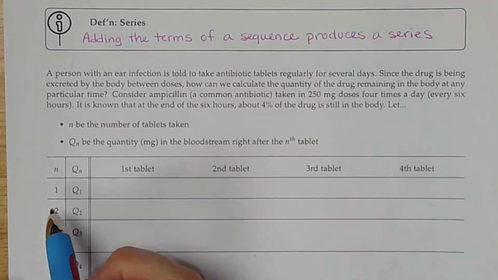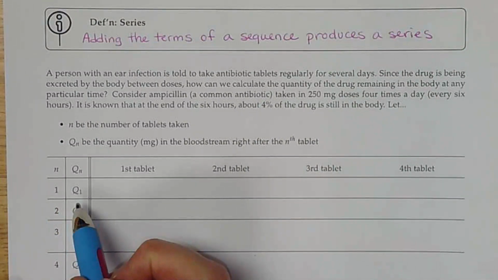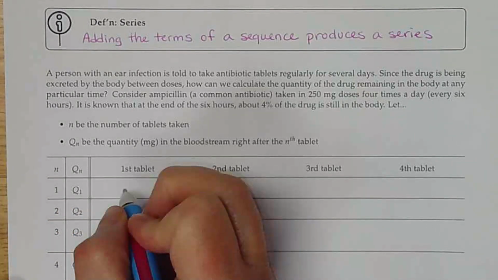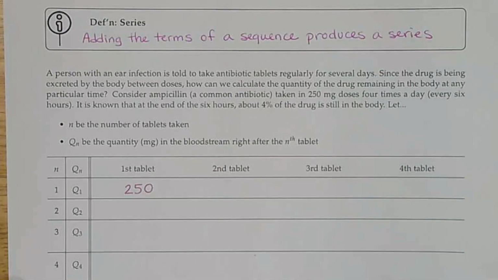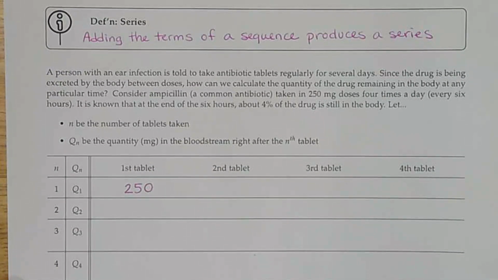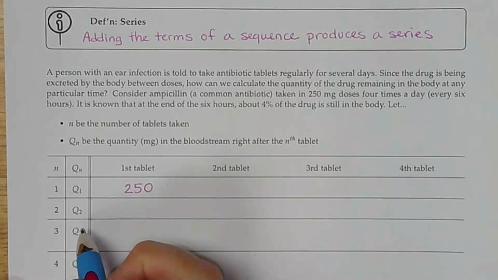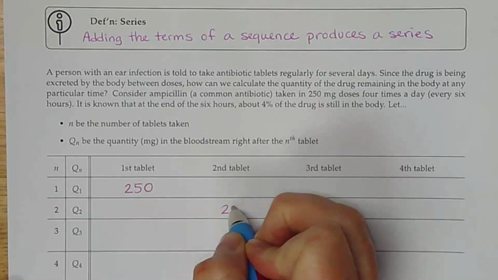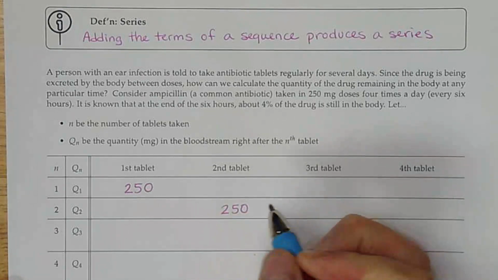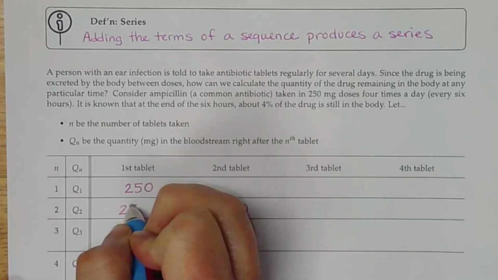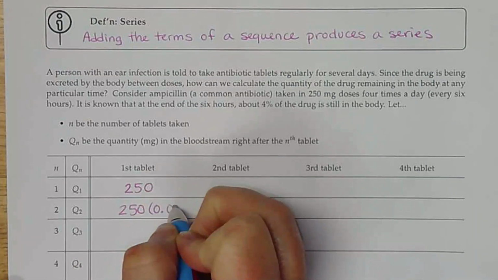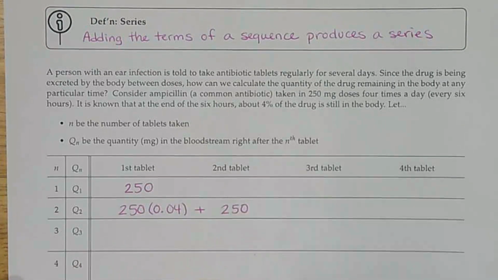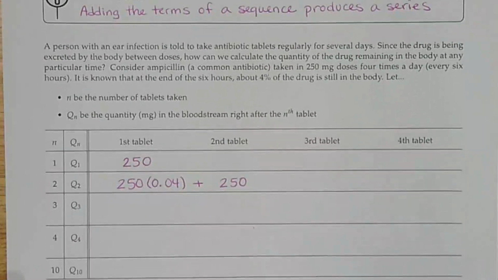When N is 1, the person has taken their first tablet, and the quantity, Q1, is 250 milligrams. 6 hours later, they take their second tablet, so the quantity in the bloodstream will be Q2. We have 250 milligrams from that second tablet, and from the first tablet we're down to just 4% of it, so that's 250 times 0.04. That represents how much we have in the bloodstream.